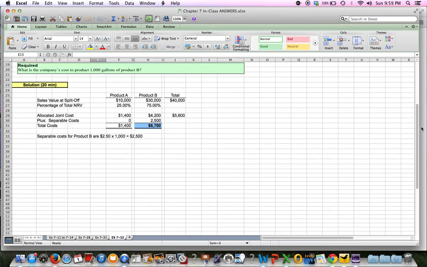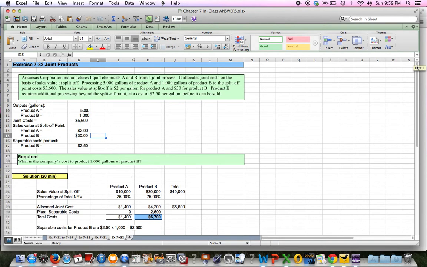And then for problem 732, let me get to the top of the page here. We've got Arkansas Corp, and they make liquid chemicals A and B from a joint process. It says if it allocates joint costs on the basis of sales value at split-off, processing 5,000 gallons of product A and 1,000 gallons of B to the split-off point costs $5,600. The sales value at split-off is $2 per gallon for product A and $30 for product B. Product B requires additional processing beyond the split-off point at a cost of $2.50 per gallon before it can be sold.